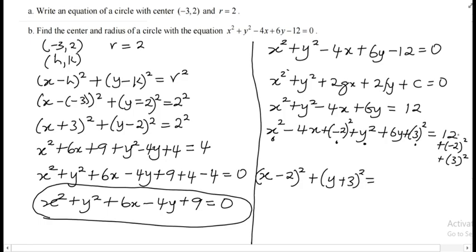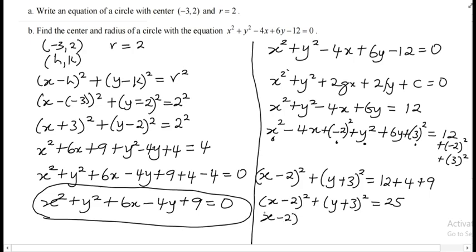Then coming to the other side of the equation, you have 12 plus minus 2 squared, which is 4, plus 3 squared, which is 9. So this equation here will now be x minus 2 all squared plus y plus 3 all squared, which is equal to 12 plus 4, which is 16, plus 9, which is 25. Okay, and you can write this as x minus 2 all squared plus y plus 3 squared equal to 5 squared.